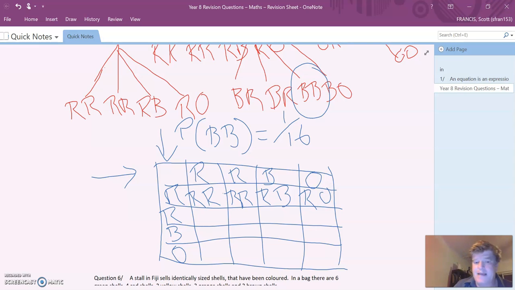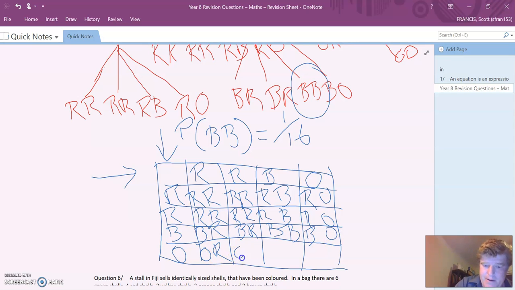So it shows us our samples there, and we can keep going: red, red, red, red. Now we've got a blue, red, blue, and red and orange. Next one, they're all on this side, they're all blue, so blue and red, blue and red, blue and blue, blue and orange. And finally, orange and red, orange and red, orange and blue, orange and orange.